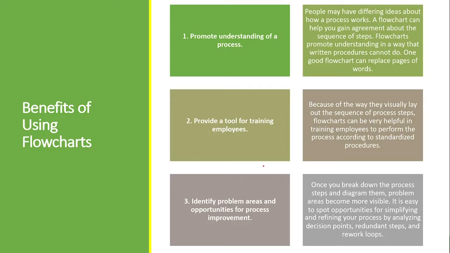Third is to identify problem areas and opportunities for process improvement. Once you break down the process steps and diagram them, problem areas become more visible. It is easy to spot opportunities for simplifying and refining your process by analyzing decision points, redundant steps, and work loops. So dahil mas nabi-visualize at mas naiintindihan ng isang business process ang isang flowchart, mas mabilis din mahanap kung ano ba yung mali, ano ba yung deficiency, saan ba maaaring magkaroon ng problem, at mas maa-assess ito dahil nga naka-breakdown siya as a flowchart, as a diagram.